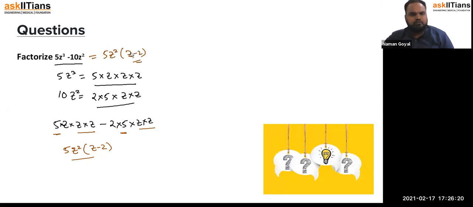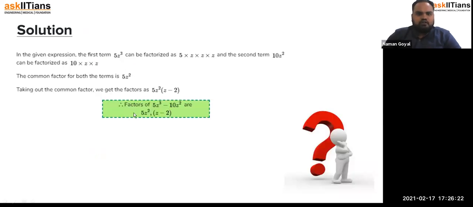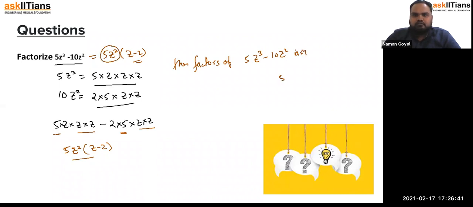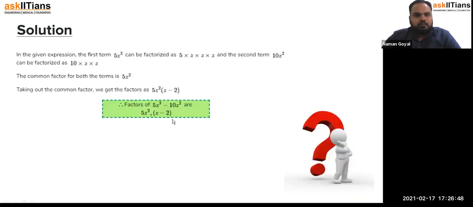Simple, very simple. Okay, so the question is asking for factors of 5z cube minus 10z square. You can write down the factors: one is 5z square and the second one is z minus 2, right? Are you getting my point? Okay, so if you see, we got the same answer, right?